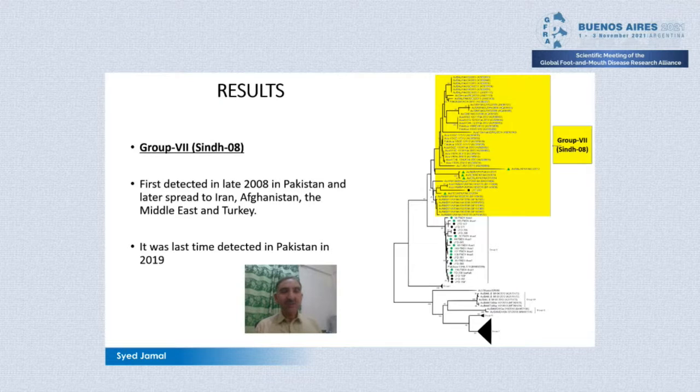The group 7 or SIN08 group was first detected in Pakistan in late 2008, and it was later found in Iran, in Afghanistan and also in the Middle East, and reached Turkey in 2010 and 2011. The highlighted portion represents the group 7 viruses in the phylogenetic tree. It was last detected in Pakistan in 2019, and this genetic group has not been detected in samples collected in Pakistan during 2020.